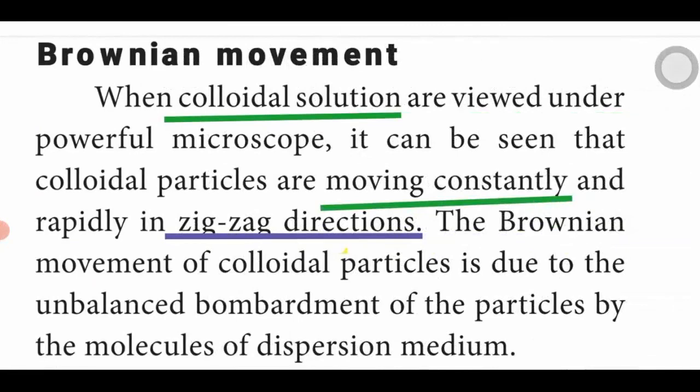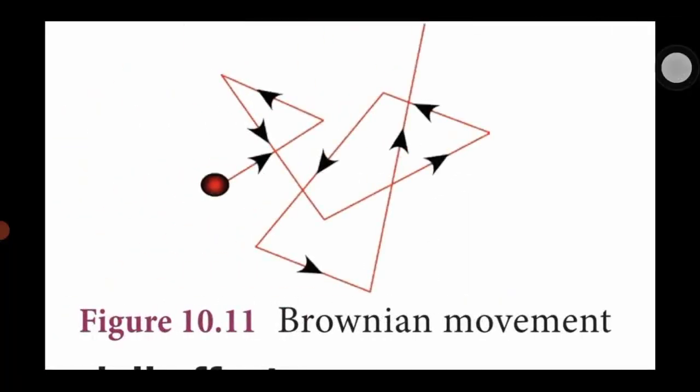Once again, what is Brownian movement? When colloidal particles are moving constantly and rapidly in zigzag direction, it is called Brownian movement. In a colloidal solution, the particles are constantly and rapidly moving in zigzag direction. They are not present in one state, moving all around.